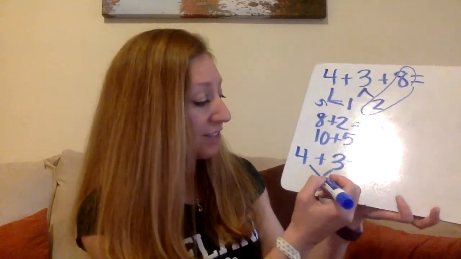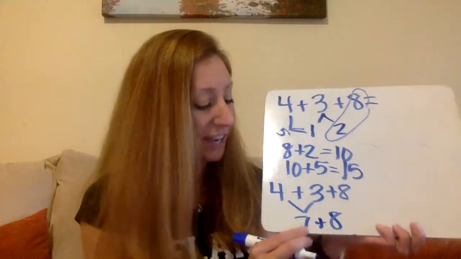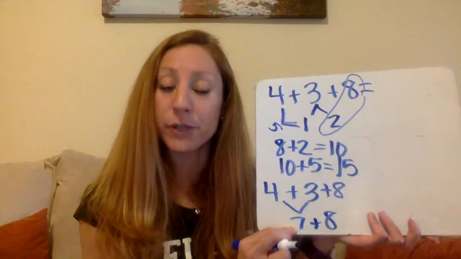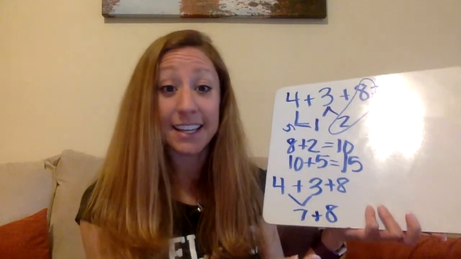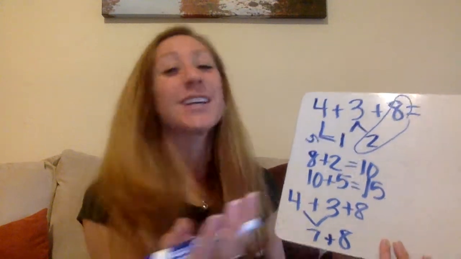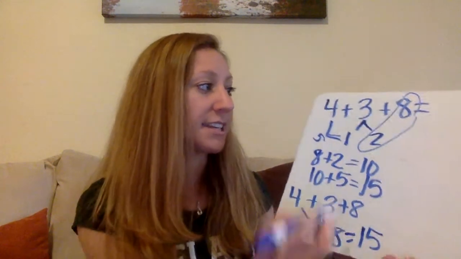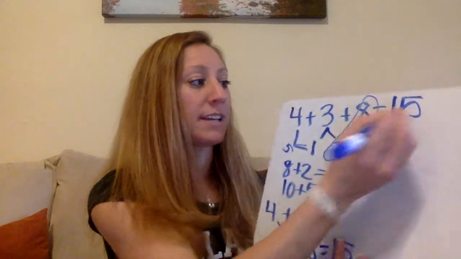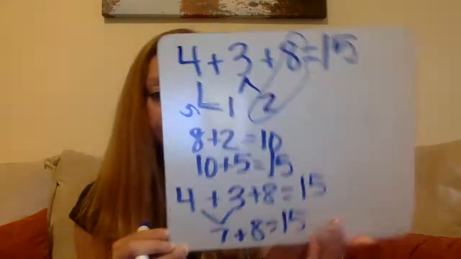So 7 plus my 8. Here's another doubles plus 1 fact. So 7 plus 7 would be 14. 1 more than 7 is 8. So 7 plus 8 is 1 more than 14, or 15. Okay, so again, getting to the same answer multiple ways. And always come back to the beginning. So 4 plus 3 plus 8 equals 15.